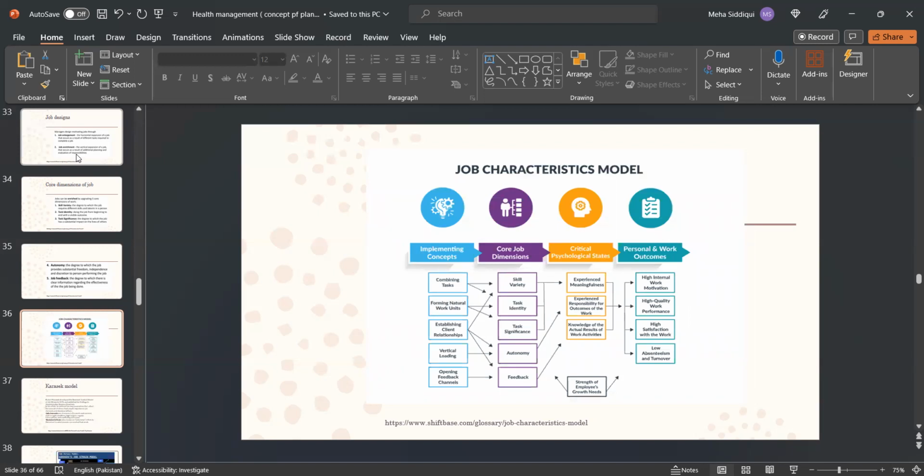This is the overall summarization of the job characteristic model, in which first there is implementing concept, that is combining tasks, forming natural work units, vertical loading, opening feedback channels. Then comes core job dimensions, which were 5 in number, as we have already talked: skill variety, task identity, task significance, autonomy, feedback. Then they all together form critical psychological states, that is experienced meaningfulness, knowledge of the actual results of the work activities, and experienced responsibility for the outcome of the work. Then it leads to personal and work outcomes, that is high internal work motivation, high quality work performance, high satisfaction with the work, and low absenteeism and turnover.